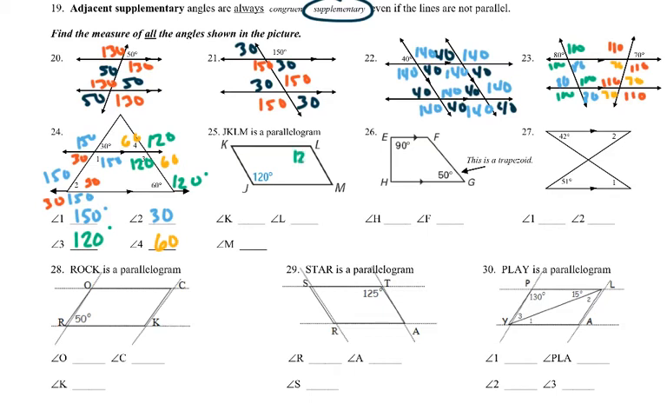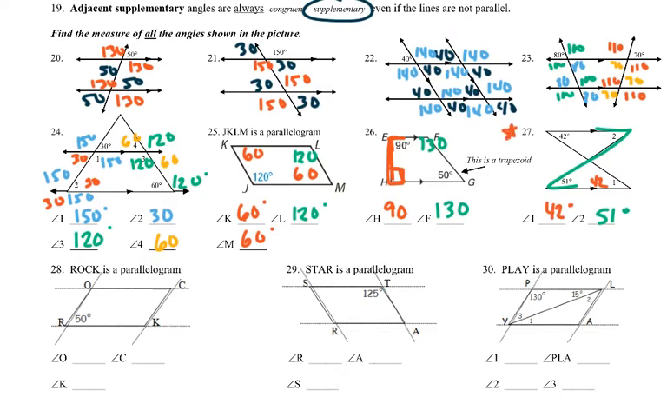In a parallelogram, we learned that opposite angles are equal, so that makes angle L 120, and that the angles next to each other add up to 180, so 60 and 60. This is a trapezoid, so I've got same side interior angles are supplementary. 90 and 90 add up to 180, and on the other side I have 130 and 50 that adds up to 180. Here I've got Z angles, so in particular alternate interior angles make angle 2 51 and angle 1 42. There's a question exactly like 27 on the test.